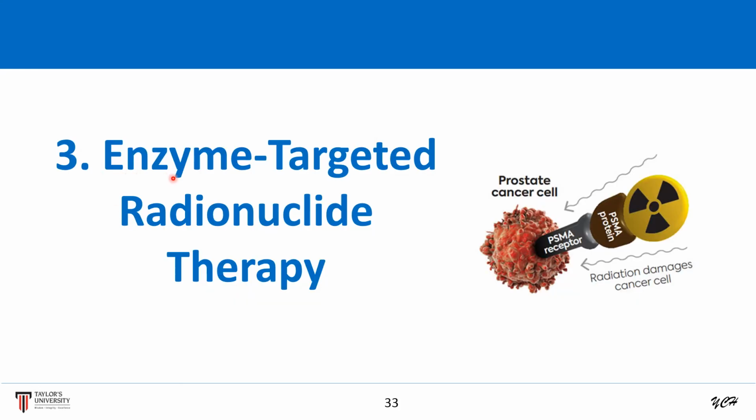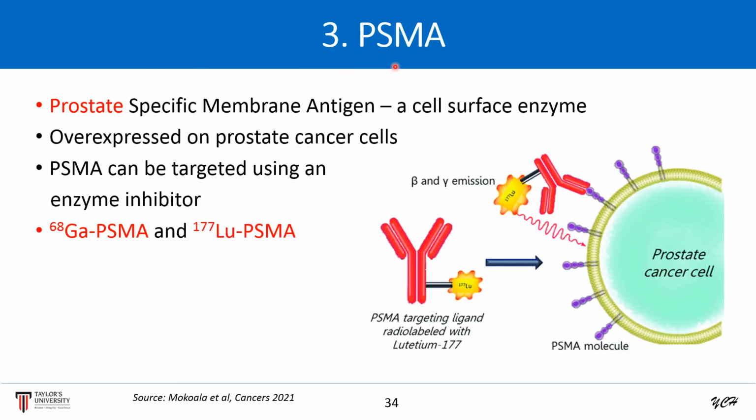And lastly, we have enzyme-targeted radionuclide therapy. The popular treatment for prostate cancer using PSMA is an example of enzyme-targeted radionuclide therapy. PSMA stands for prostate-specific membrane antigen. It's a cell surface enzyme that is overexpressed on prostate cancer cells. So PSMA can be targeted using an enzyme inhibitor, which we label with gallium-68 for imaging and lutetium-177 for therapy.